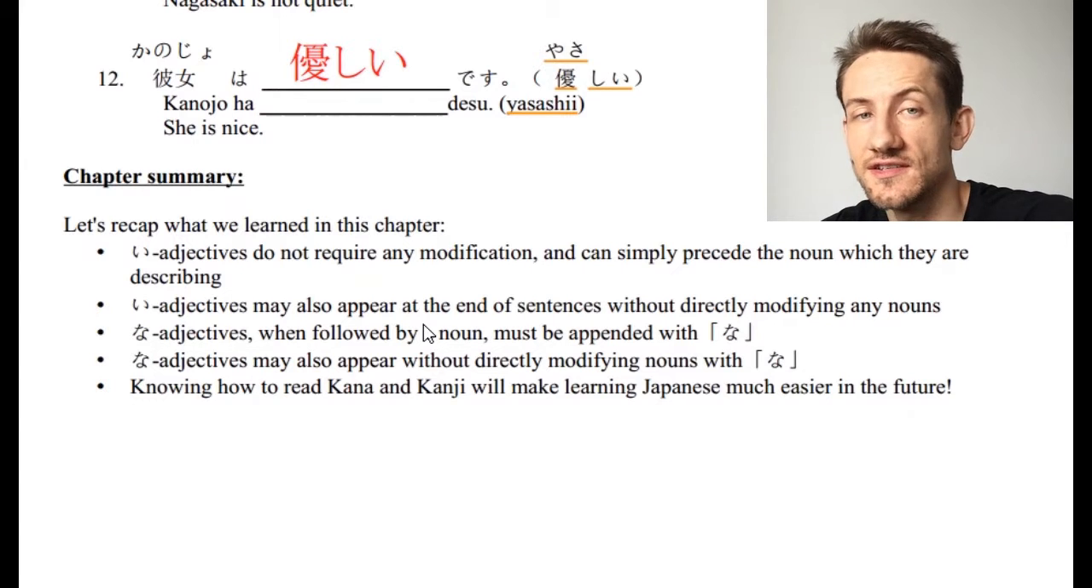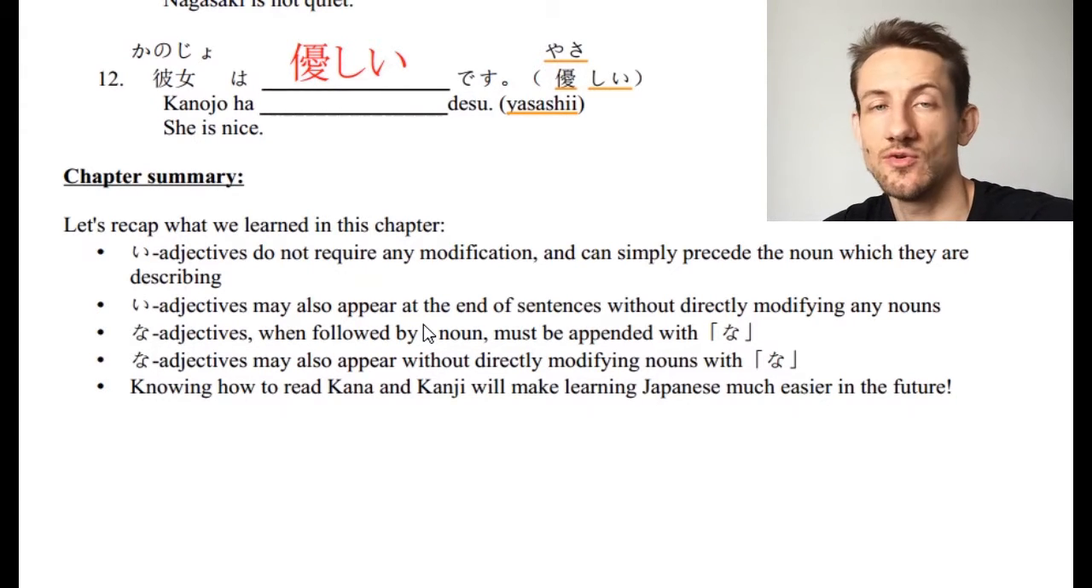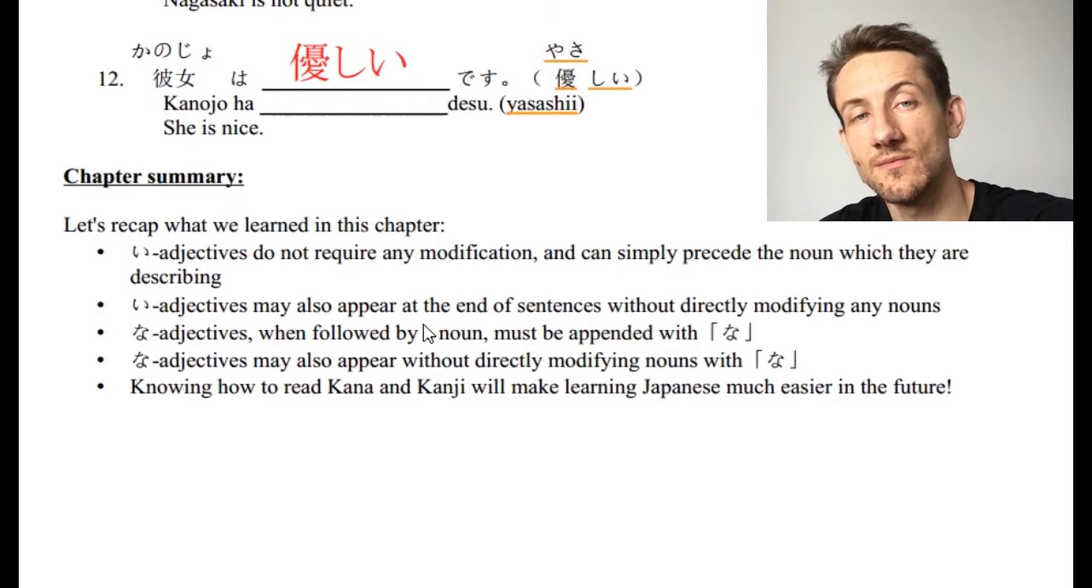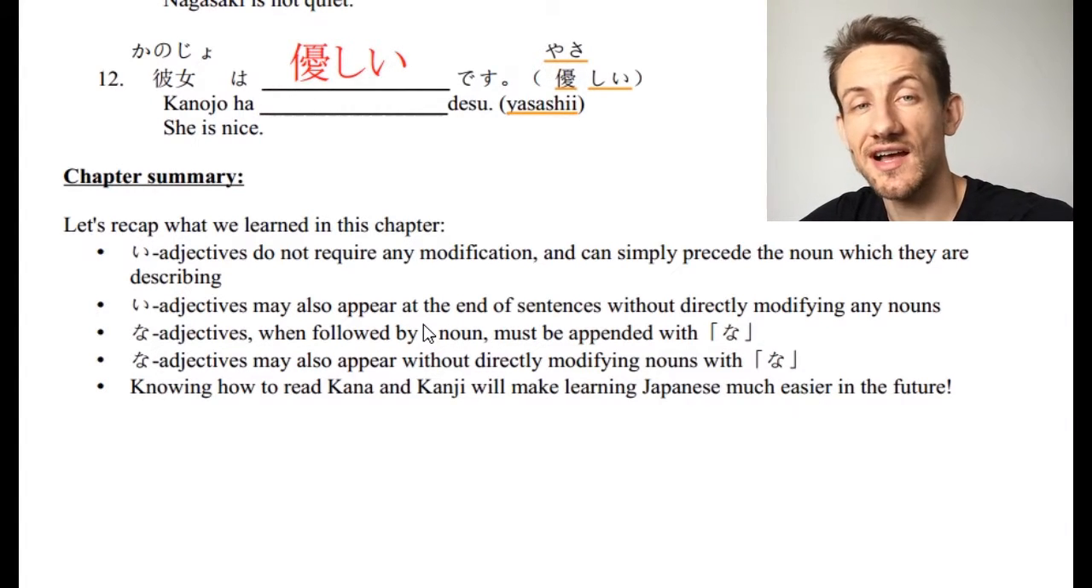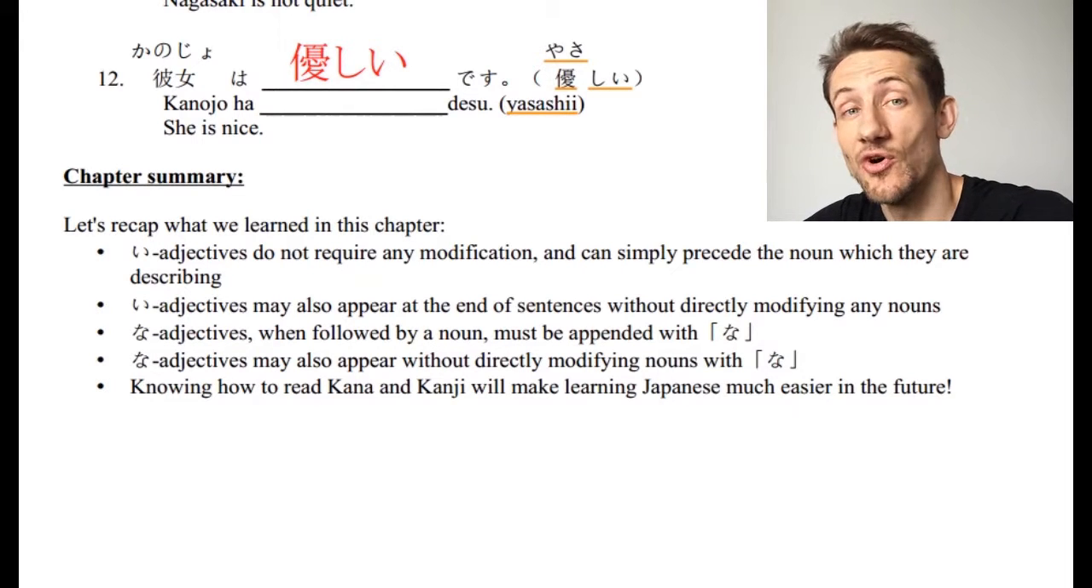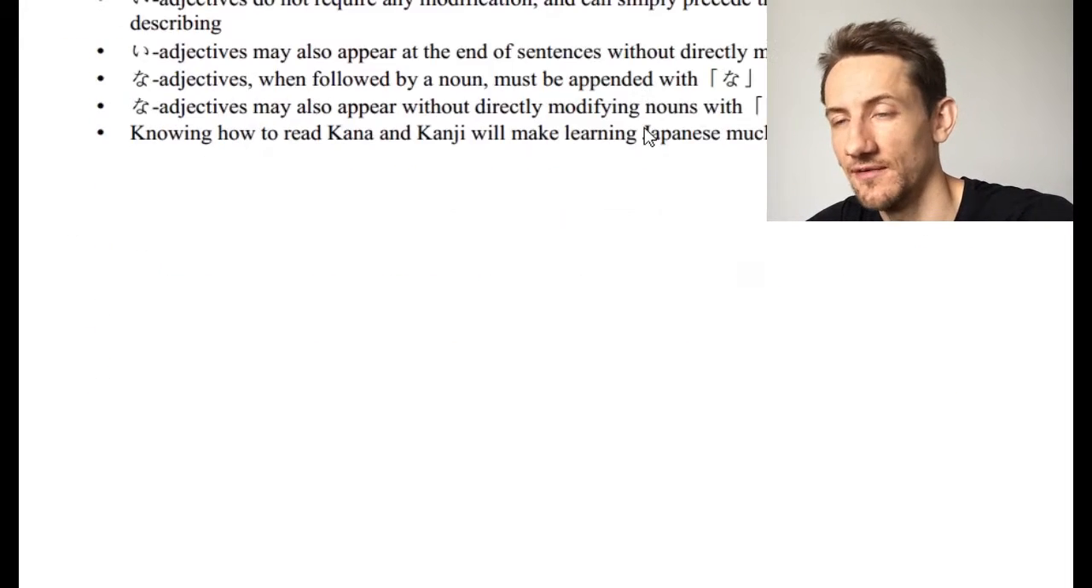And finally, I know I've said this a couple times, but knowing how to read kana and kanji will make Japanese so much easier and so much more fun, just like we saw with kirei. So you might have been confused as to why kirei is not an i-adjective, but if you know a little about kanji, it kind of starts to make more sense. So if kana, hiragana, katakana is still a little difficult for you, remember, make those flashcards, study at home, and it'll make learning Japanese a lot easier and a lot more omoshiroi, a lot more interesting, a lot more fun.